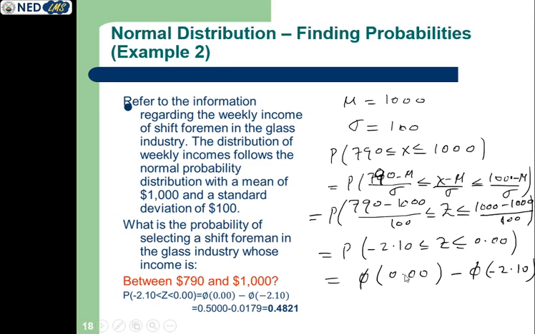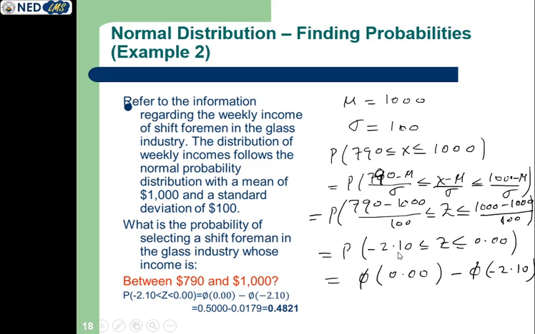Okay, so students, with this data, sigma and mu, we are going to find the probability between $790 and $1,000. First of all, we convert x into z: x minus mu upon sigma. So 790 minus mu upon sigma, and 1000 minus mu upon sigma. Putting in the values of mu and sigma, the middle part becomes z, and we get minus 2.10 to plus 0.00. This is the lower limit and this is the upper limit.